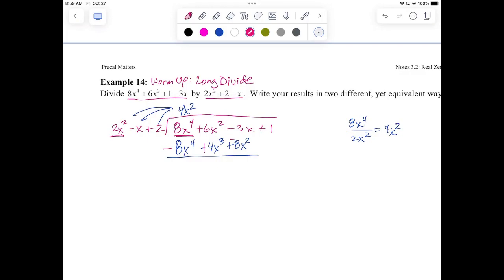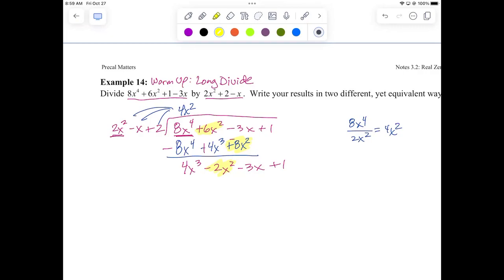And then what would be the next degree? X cubed, right? I don't have an x cubed in the top, but I have a plus 4x cubed, so I'm going to write plus 4x cubed. And then I have a 6x squared minus an 8x squared. That's a negative 2x squared. And then I can just bring down the other two, minus 3x plus 1. You can bring everything else down. Okay? I combine these two guys right here, the plus 6x squared and the minus 8x squared. That gives me the minus 2x squared. So we have to add like terms.